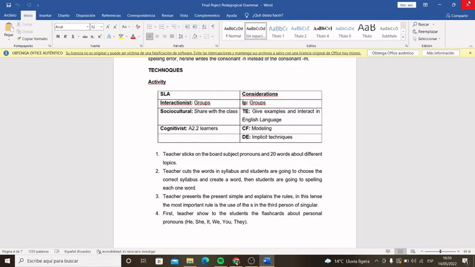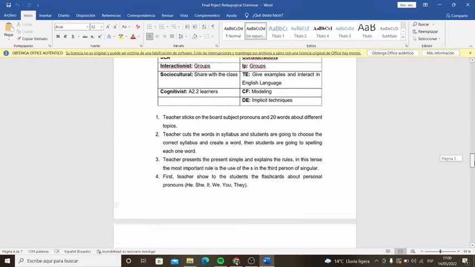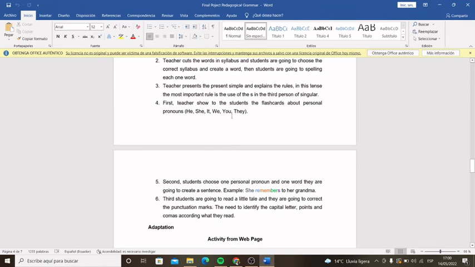Then the teacher presents the present simple and explains the rules, when they are going to use it. In this tense, the most important rule is the use of the s in the third person singular. First, the teacher shows the students the flashcards about personal pronouns. You know the personal pronouns are he, she, it, we, you, and they. Second, students choose one personal pronoun and one word. They are going to create a sentence.